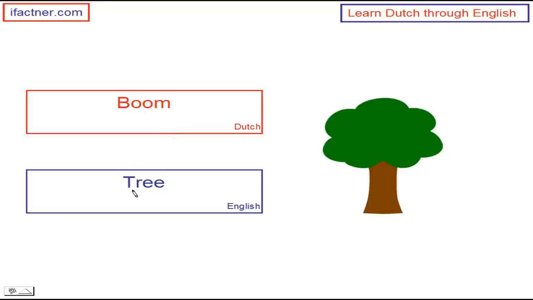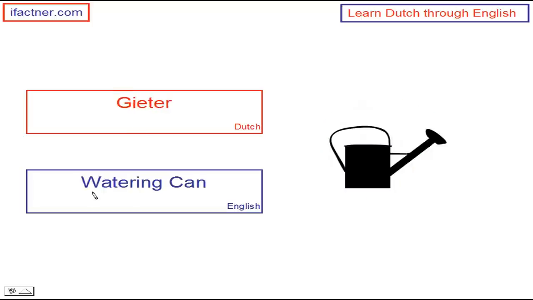Tree, boom. B-O-O-M, boom. Watering can is gieter. G-I-E-T-E-R, gieter.